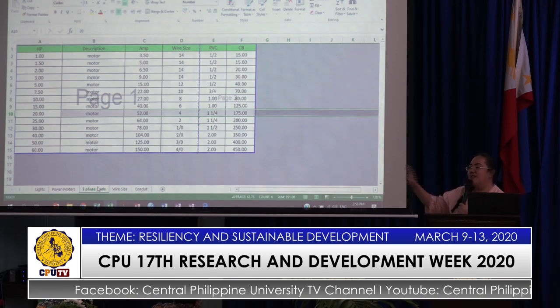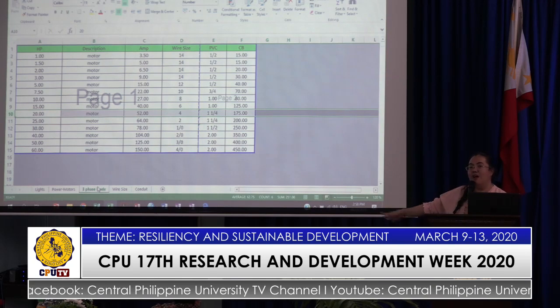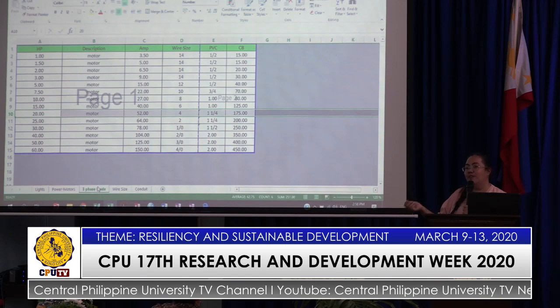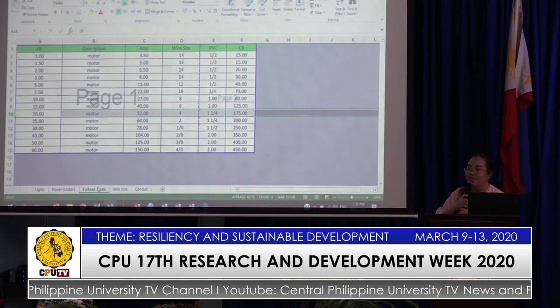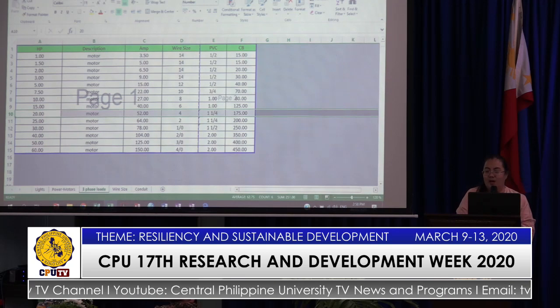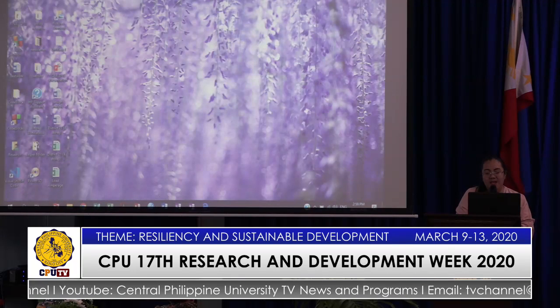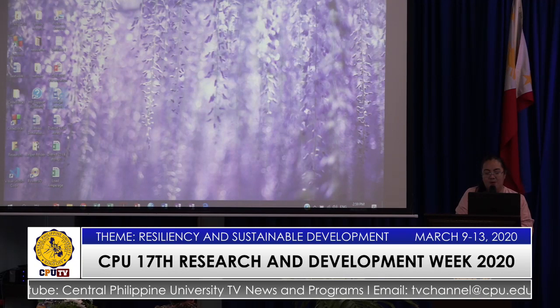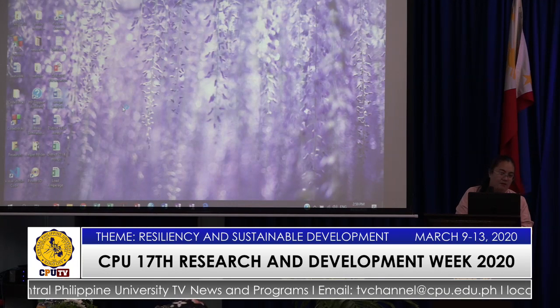One of the reasons is that this is quite easier for me to do rather than going back and forth with the Philippine Electrical Code. So everything is there. I've been using this for quite a while. Now, the design analysis would look like this one.